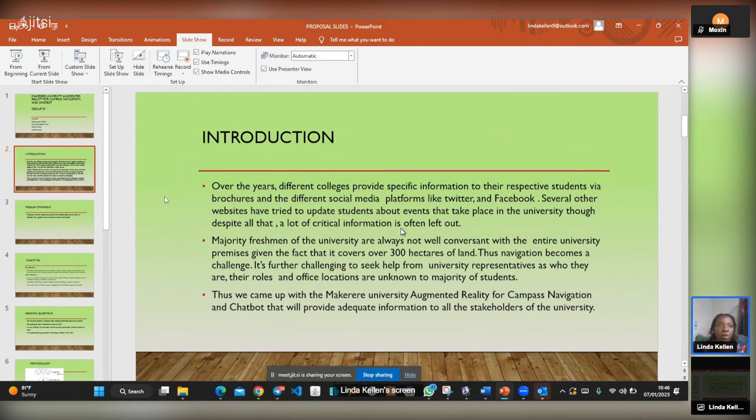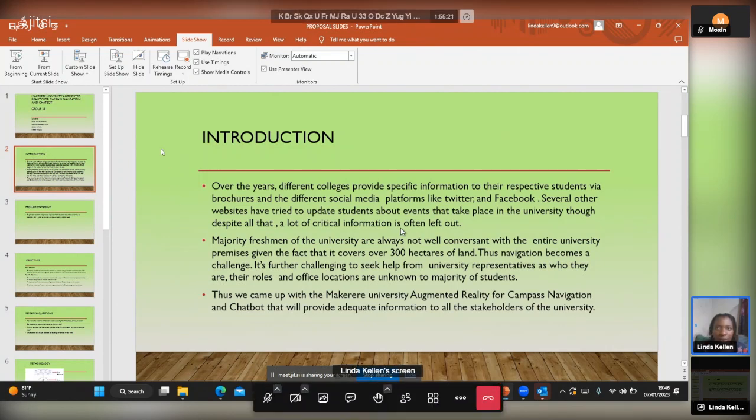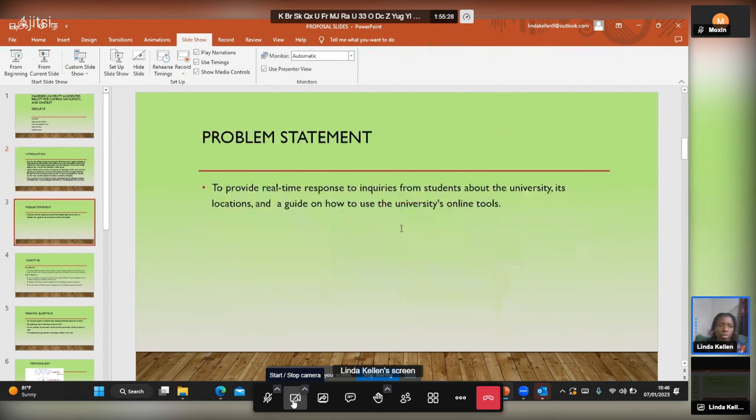So that's why my colleagues and I came up with the Makerere University Augmented Reality for Campus Navigation and Chatbot that will provide instant responses to the different questions that will be asked, act as a guide, and also give locations of different places through images and videos. Our problem statement is to provide real-time response to inquiries from students about the university, its locations, and a guide on how to use the university online tools.